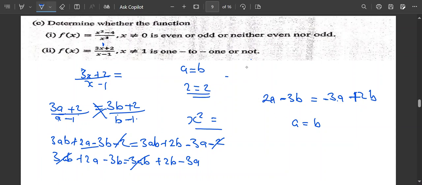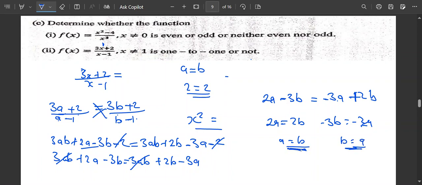So what you are going to do here is still the same thing. Even at this point, I'm not stuck completely. I'll say 2a is equal to 2b in terms of the variables, then I have 3a, negative 3b is equal to negative 3a. You can see that 3 goes there, so a equals b at this point, which shows that the function is one-to-one. So that's how we are supposed to solve this one.